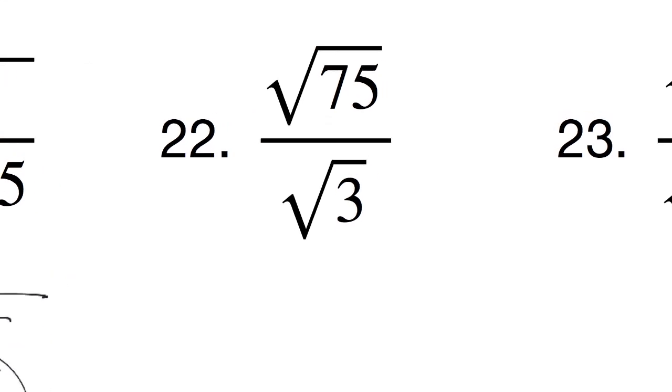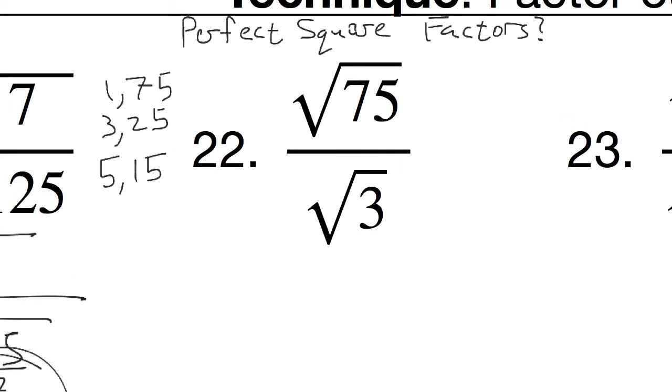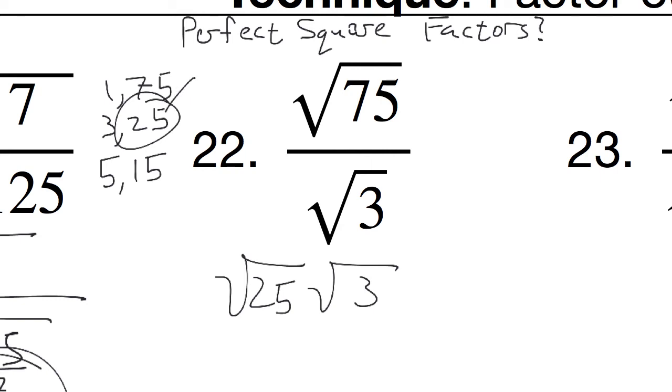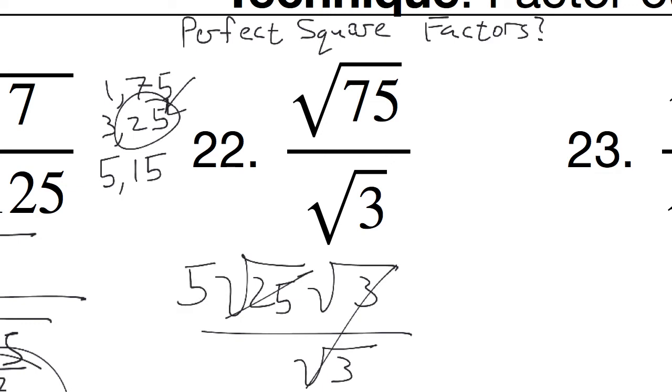Next, can we find any perfect square factors of 75? Any factors of 75 would have to be either 1 or 75, 3 or 25, or 5 and 15. Hey, check it out. We've got 25 here. It's a perfect square factor. So I can rewrite the square root of 75 as the square root of 25 times the square root of 3. And I always write the perfect square first. It makes things easier because when I cancel them, these are here and this is 5. So 5 is the answer.